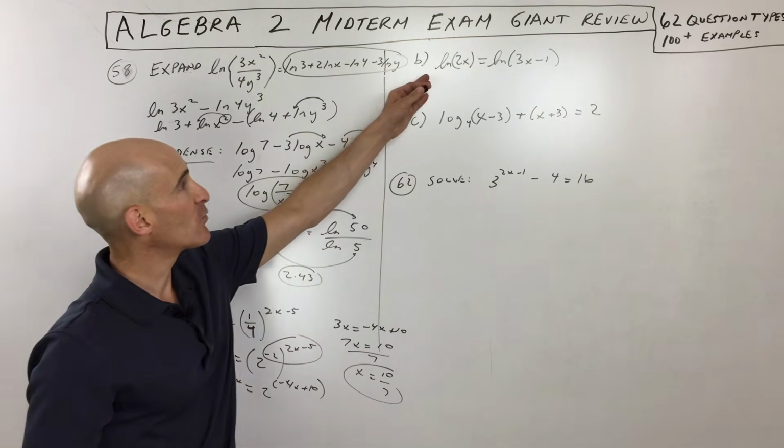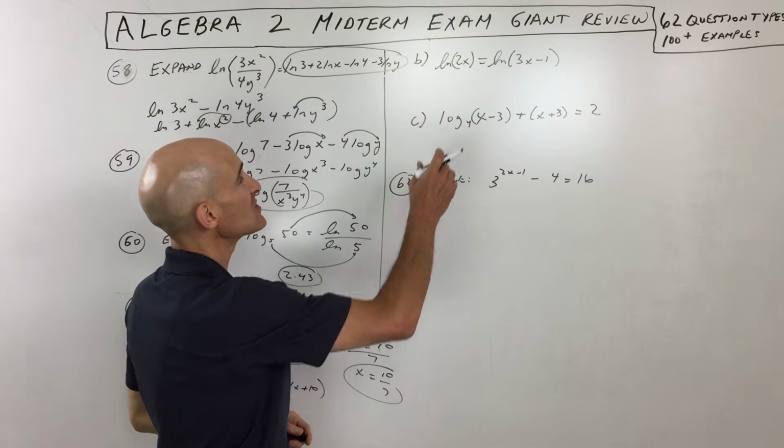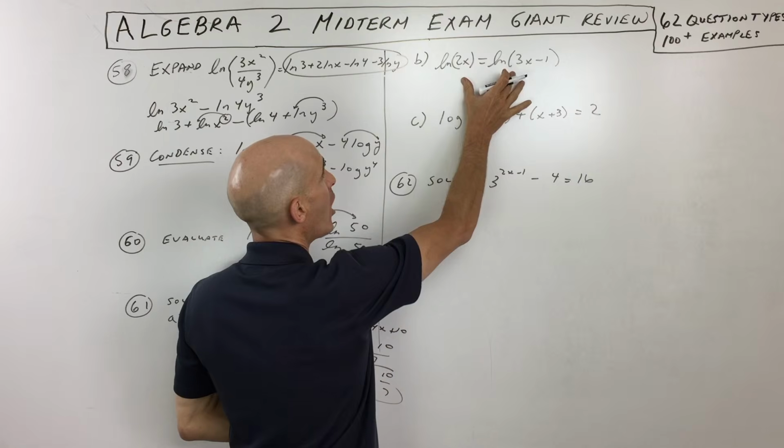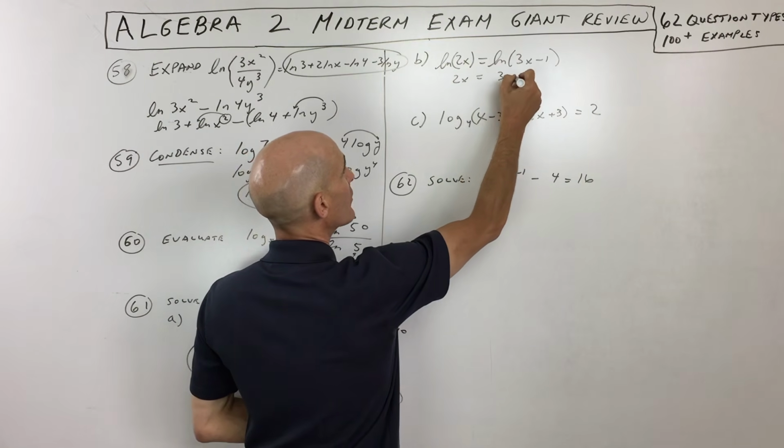Okay, continuing on, we're solving for x in this equation, but this is a log equation. This is actually the one-to-one property for logs. So if you have the same base, you just set the arguments equal to one another, okay?